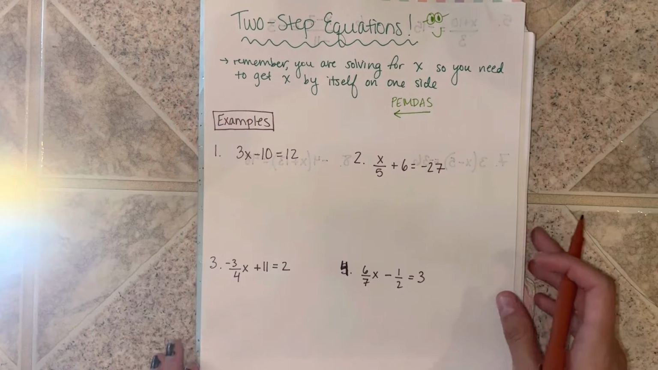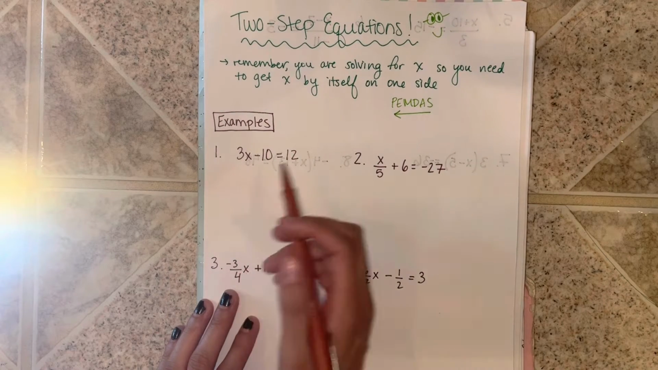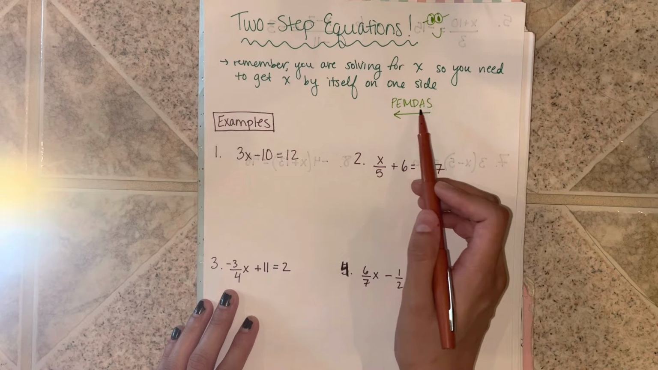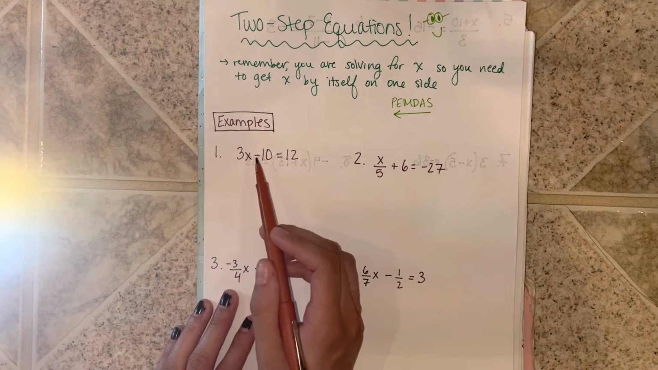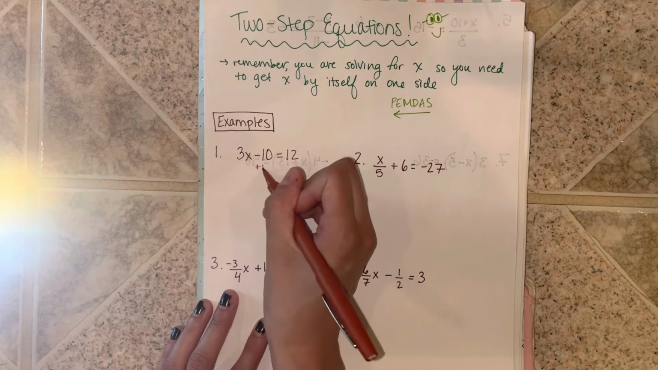I have 8. So let's just start here. Okay, so again, we're working backwards through PEMDAS. So we need to start with addition and subtraction. So here we have subtraction. We have the minus 10. So we gotta add 10 to both sides.